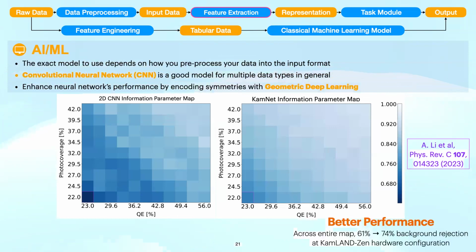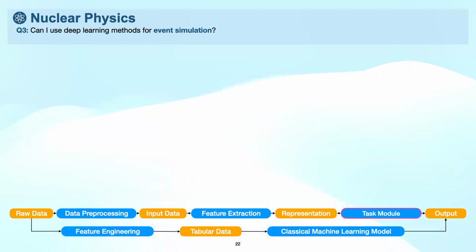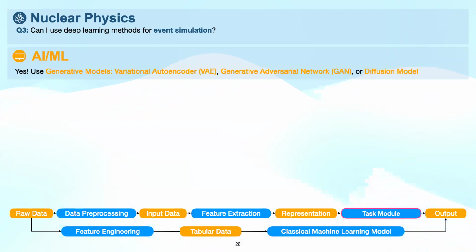Okay, great. So then let's go to the third question, which is, can I use deep learning for event simulation? If I want to actually generate some events instead of just making a classification or regression decision, how can I do it? The answer is yes, we can use something we call a generative model. I listed three of them: variational autoencoder, generative adversarial network, and diffusion model. But unfortunately, I'm not going to have time to talk about diffusion model, so I'm only talking about the first two.